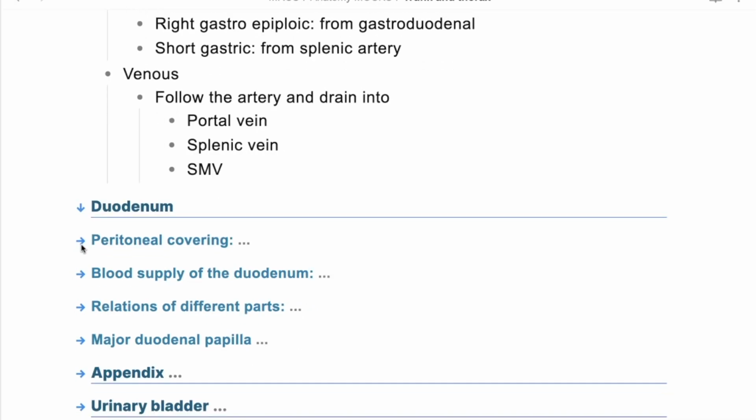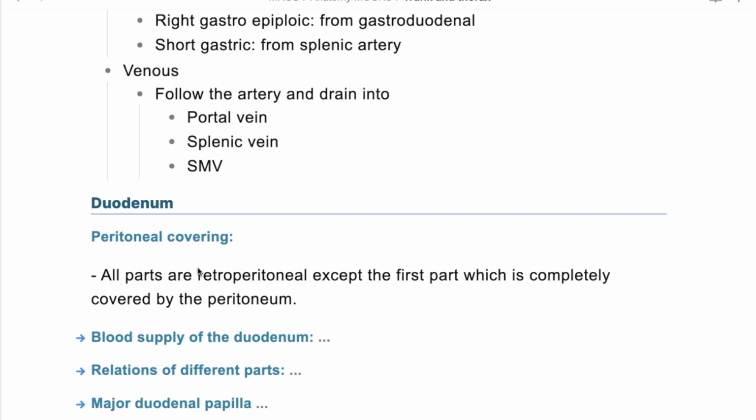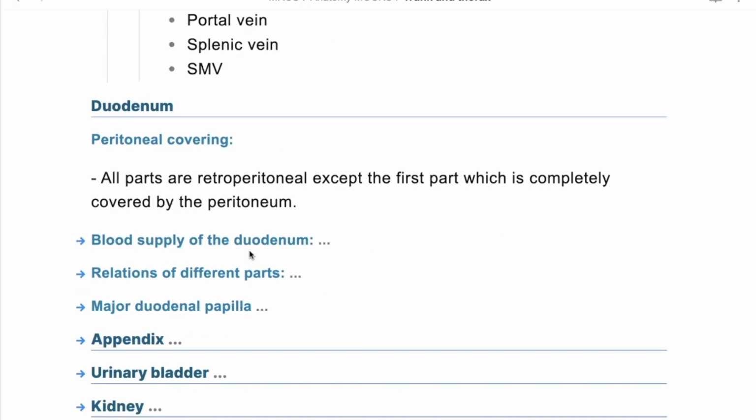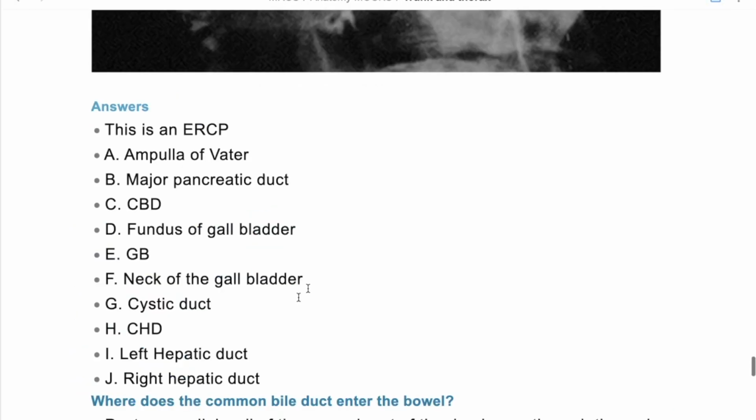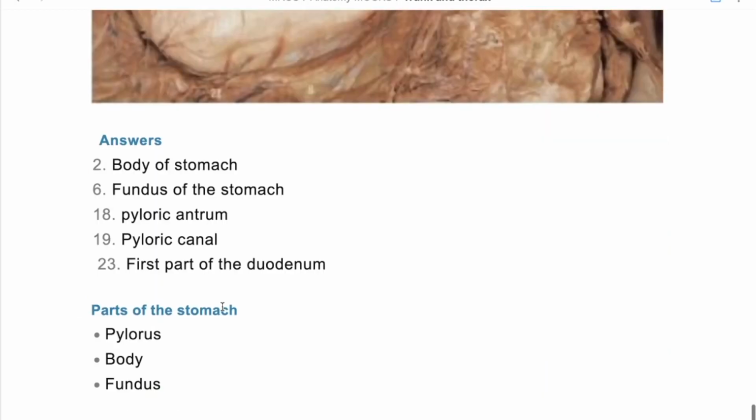All right. So duodenum. Can you tell me the peritoneal covering of the duodenum? It's retroperitoneal except the first part of the duodenum and at the duodenojejunal flexure. Okay, so all are retroperitoneal except the first part, which is completely covered by the peritoneum. Okay. What is the blood supply of the duodenum? Gastroduodenal artery. Is that it?